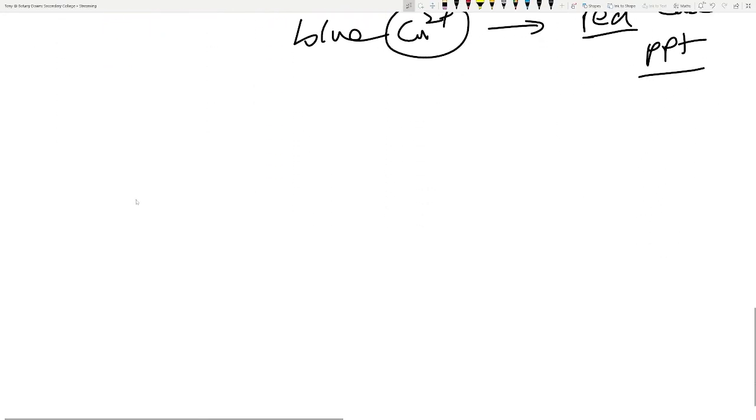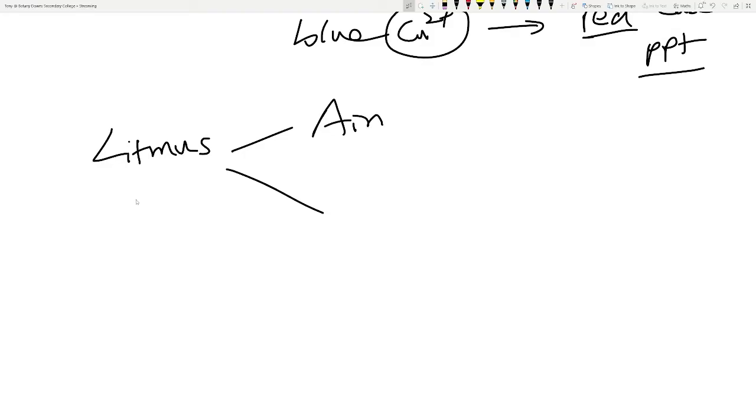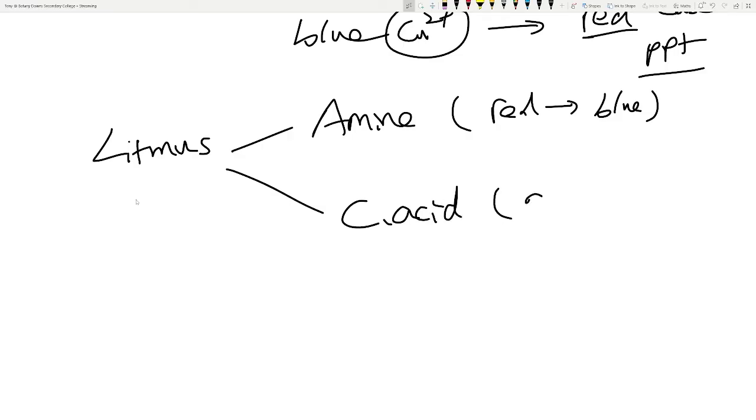And then you have litmus paper. Litmus paper lets you distinguish your amines, because it will go from red to blue, as amines are alkaline. And your carboxylic acid, obviously, is acidic, so this will go from blue to red. All right, and then you have acid chloride.